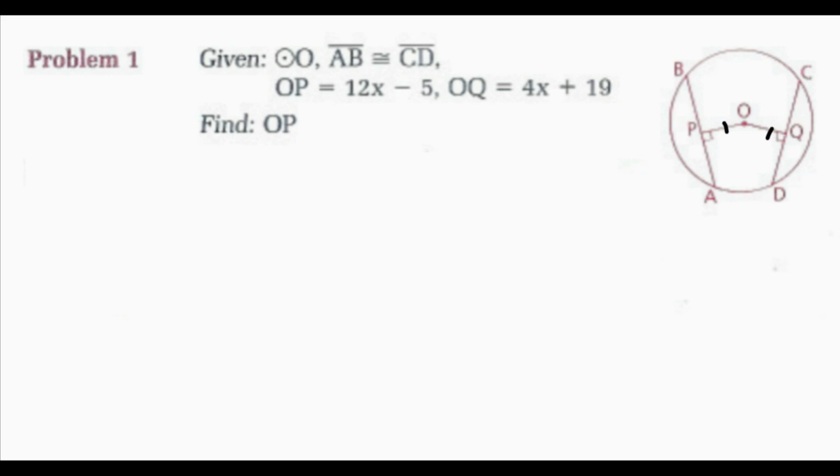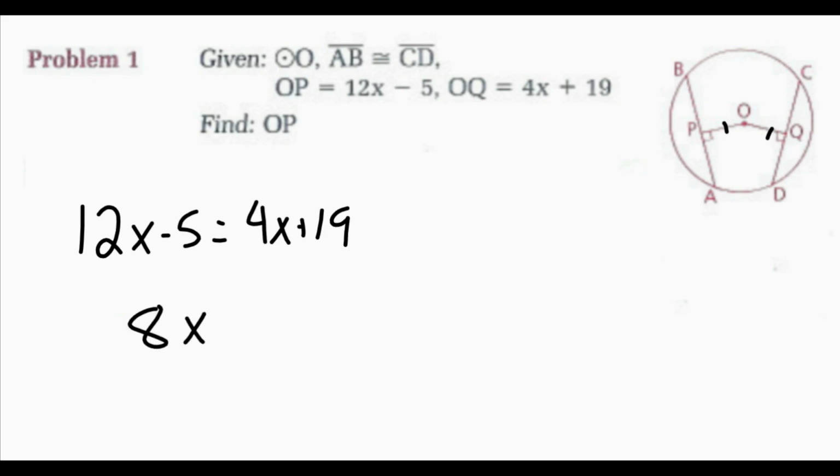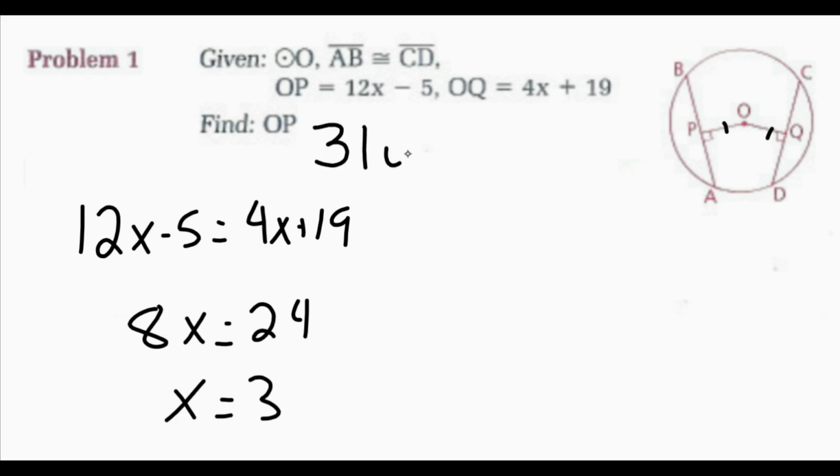If OP is congruent to OQ, I'd have 12x minus 5 is equal to 4x plus 19. Solving this, I would add 5 and subtract 4x to get me 8x is equal to 24. I divide by 8 to get me x is equal to 3. Plugging that back into OP, I would have 12 times 3, which is 36, minus 5, which is 31. So the length of OP is 31 units.